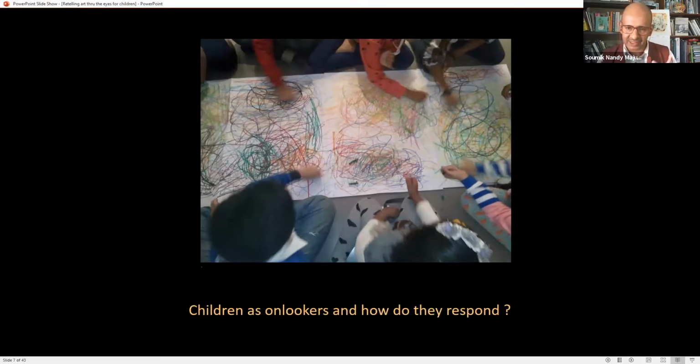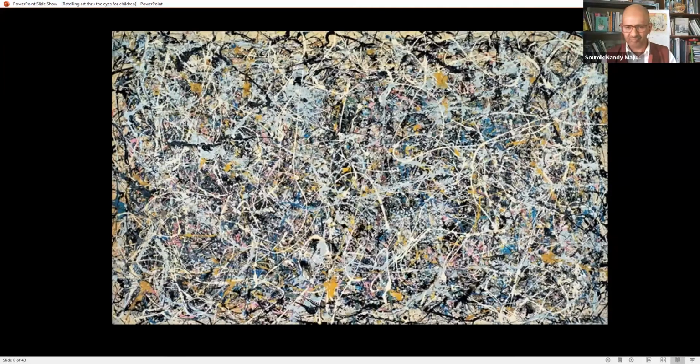But there is a context to this particular photograph. Here you see children not exactly as independent artists, but as onlookers. They were responding to a work of art which I had shown just 5 minutes back, a painting by Jackson Pollock. I showed it deliberately because just prior to this, it was a session with some 10, 15 children, where I was supposed to show a lot of images and they were supposed to respond to them.